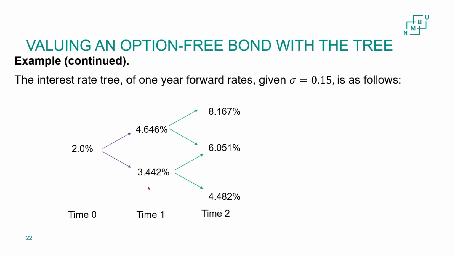Okay, and you see here that you have a binomial tree, so if you go up and then down, it's the same as going down and then up. And if that's the case, we call it a recombining tree. Okay, so these are the interest rates we are going to use to value our bond with a tree.